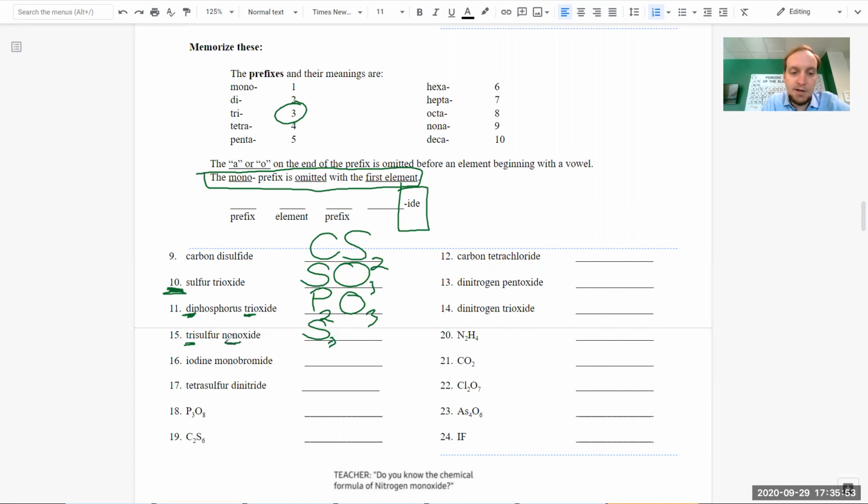Nonoxide. Okay, so nonoxide, that sounds kind of funny, right? But remember, nona is right here. So oxide is oxygen, and nona means 9.